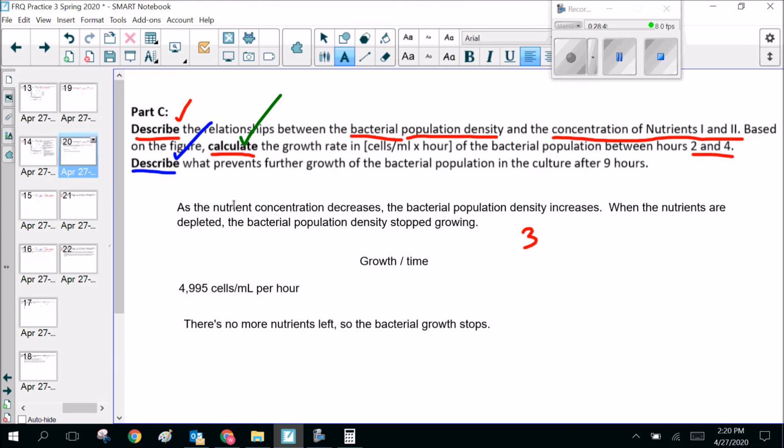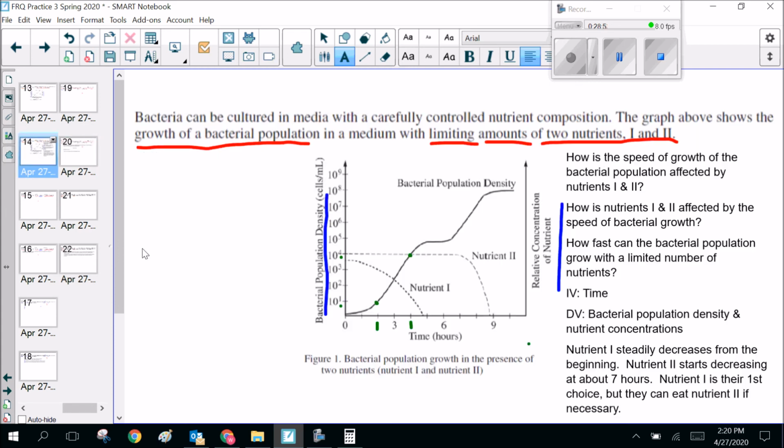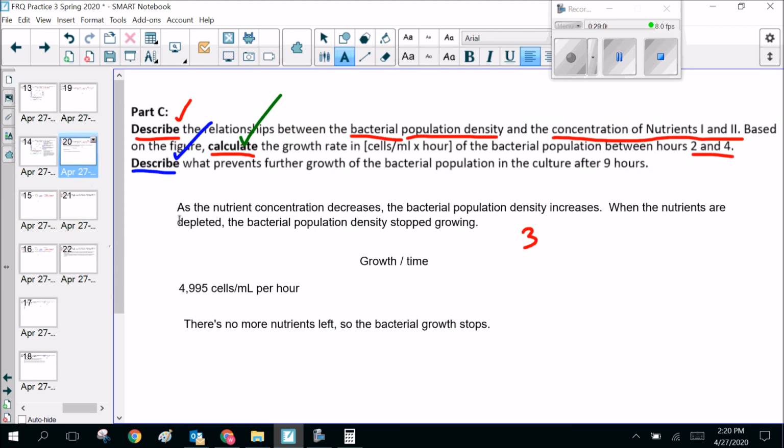Okay, and then what prevents the further growth of the bacterial population after 9 hours? Well, if we go back, we can see at 9 hours we run out of nutrient 2. We have no more nutrients left, and so the population growth is going to stagnate, and that's what we put. No more nutrients left, so bacterial growth stagnates or stops right there.